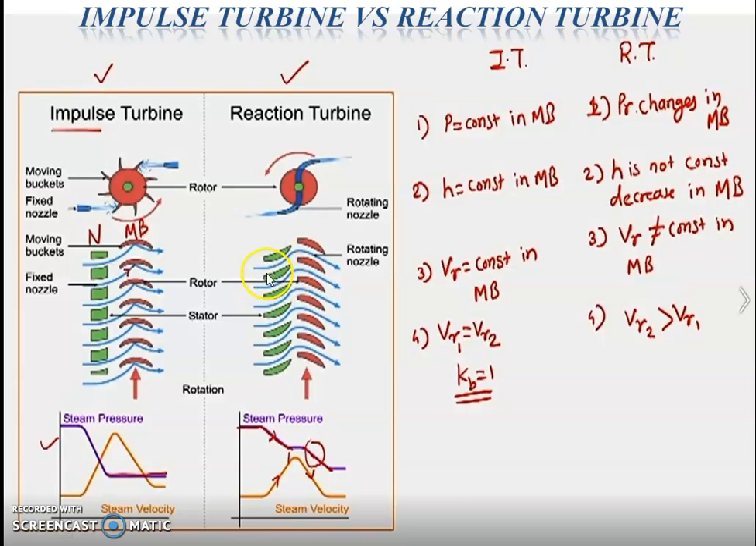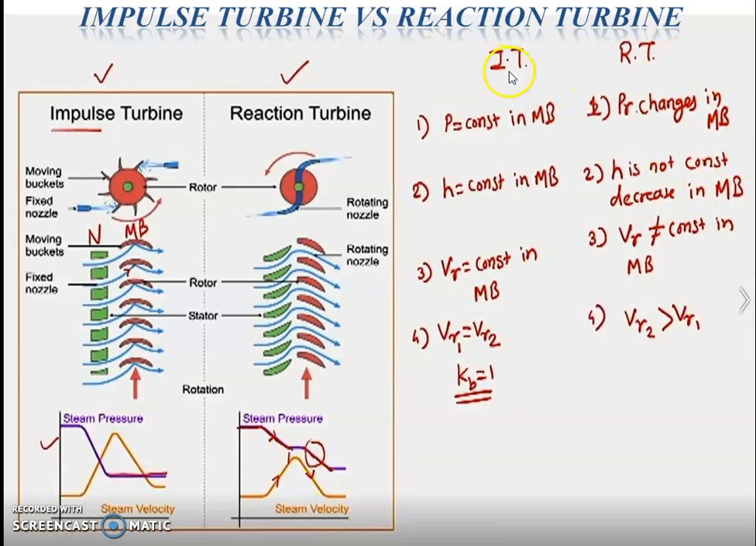Here the blade is acting on the nozzle, and the high velocity steam enters the reaction turbine. The pressure drop happens in the nozzle section. After that, the steam goes to the moving blade, and again the pressure drop happens in the moving blade section. But the high velocity is produced in the nozzle section. When the steam enters the moving blade, the velocity decreases.